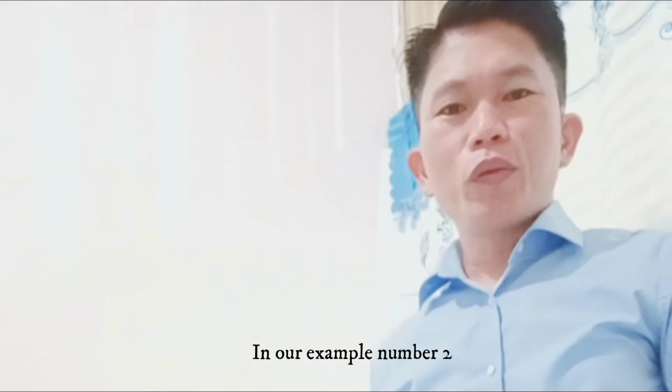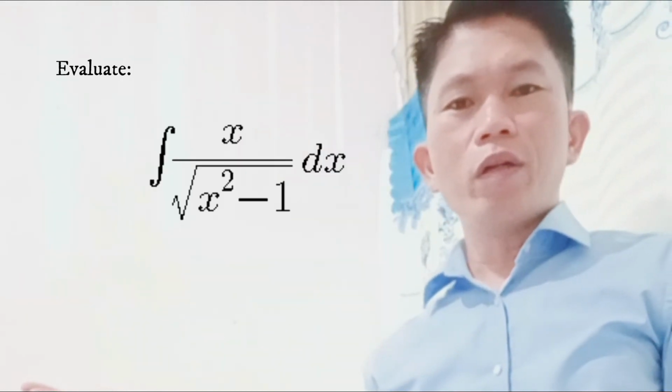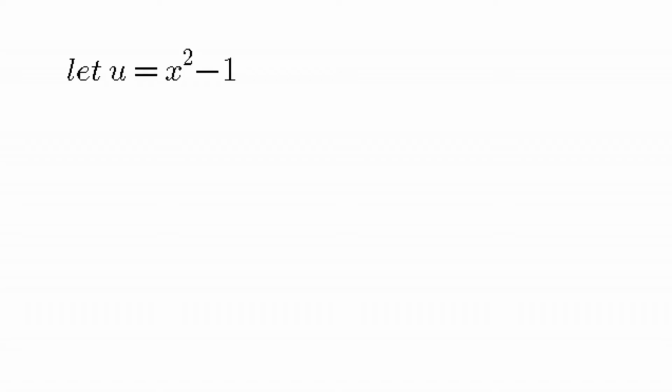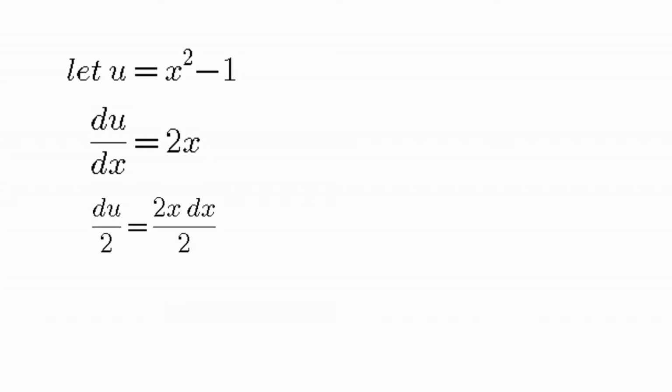In our example number 2, evaluate the integral of x all over square root of x squared minus 1 dx. At first, we are going to let u as x squared minus 1, and the derivative of u with respect to x equals 2x, and our du now becomes 2x dx. We need to divide it by 2 on both sides because our integrand is in the form of x dx, and it becomes du over 2 equals x dx.